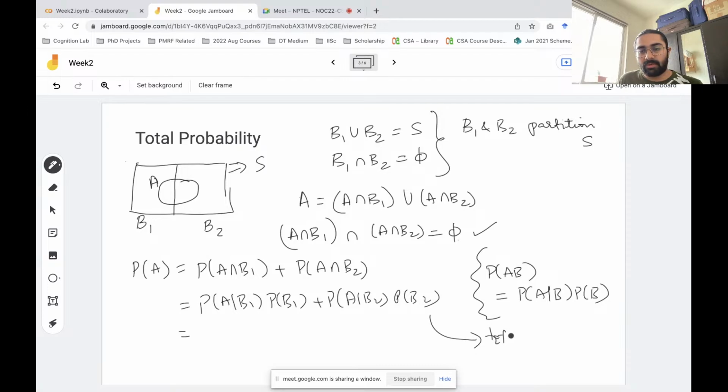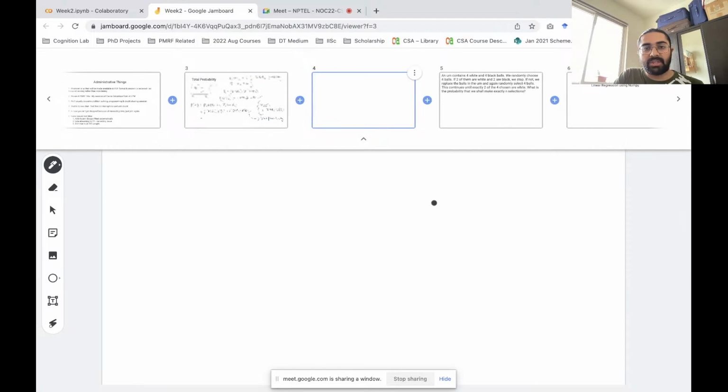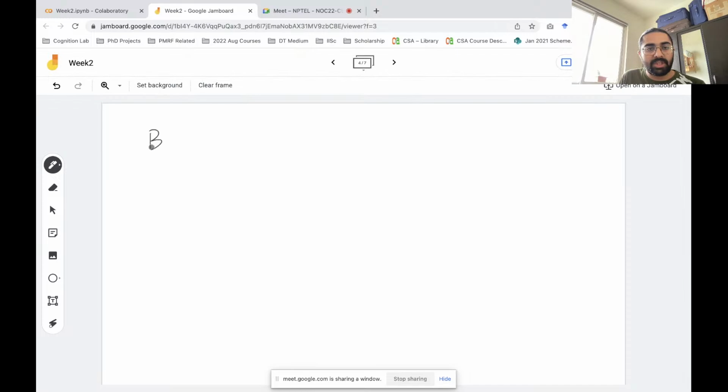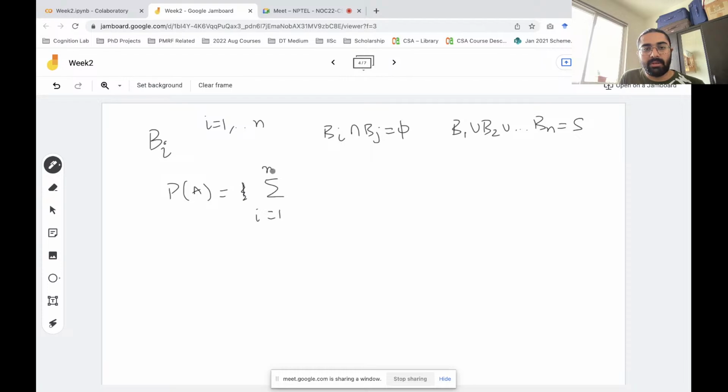That's it. Simple. And this can be extended to multiple partitions also. Let's say I have n such events, Bi, where i goes from 1 to n, such that the intersection among any two of these is phi, and the union of all of them, B1 union B2 union and so on to Bn, is the sample space. If this is the case, then I can break it down in this format. I can just write it as the summation over i equal to 1 to n of probability of A given Bi into probability of Bi.